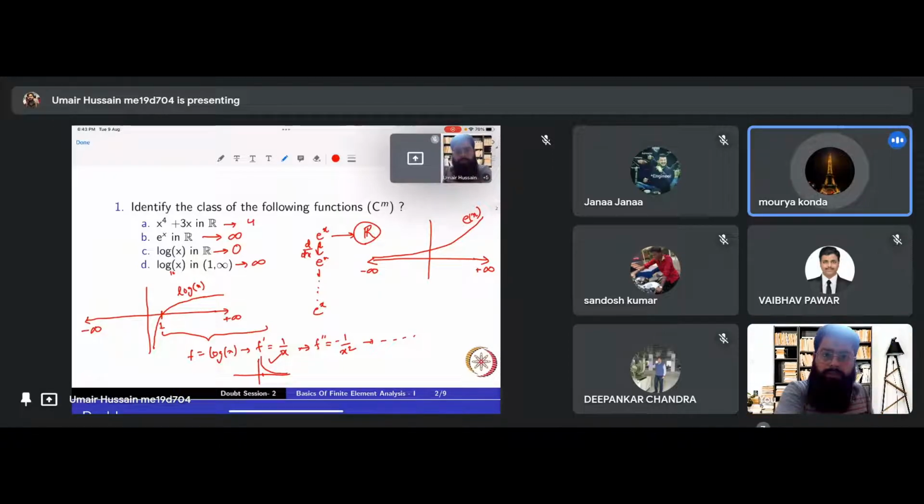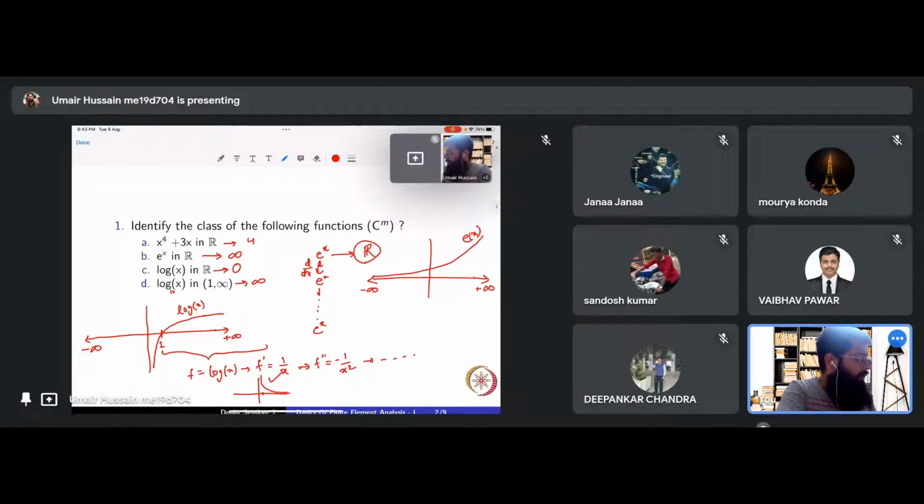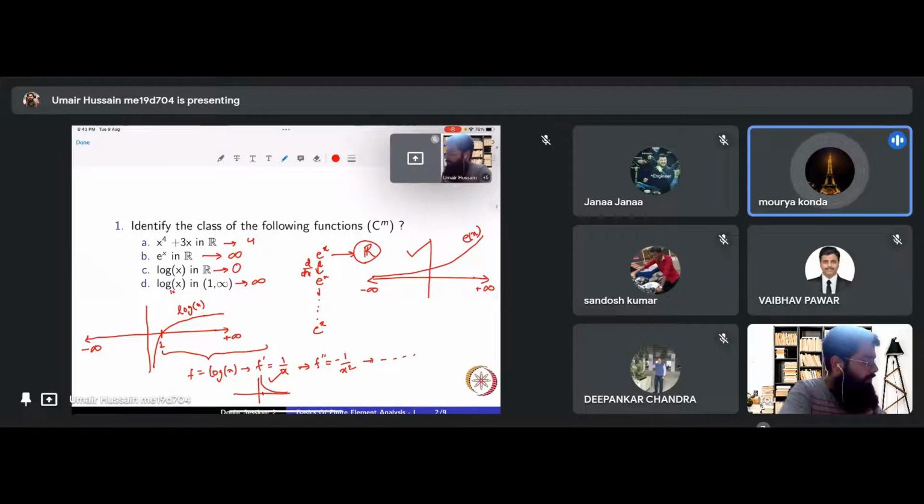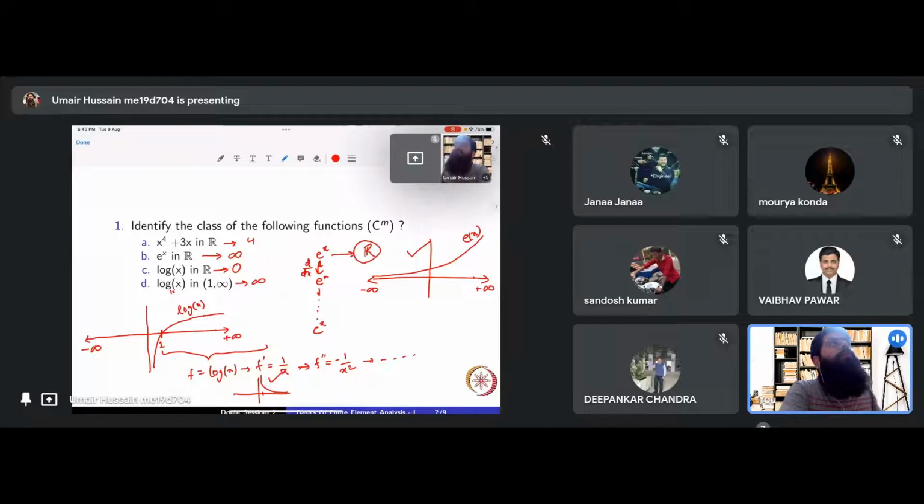I'm unable to understand the e power x curve, sir. Like, how did you draw it? Mm, e to the power x. So you mean how I got this curve right here? Yeah, like, how did you come to the conclusion that it belongs to a real number domain? Okay, you mean why is it defined anywhere in real number?